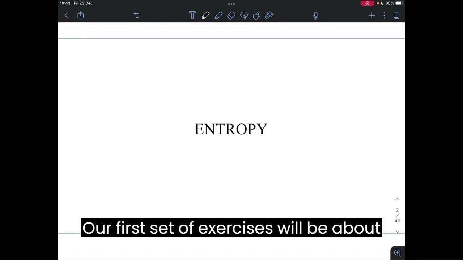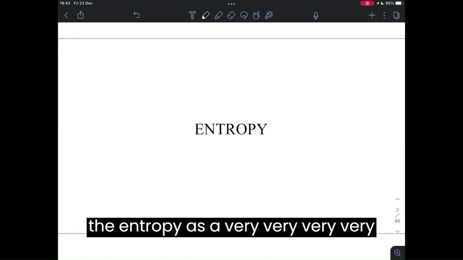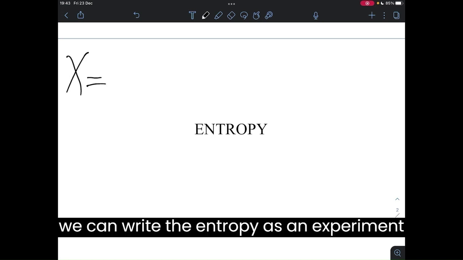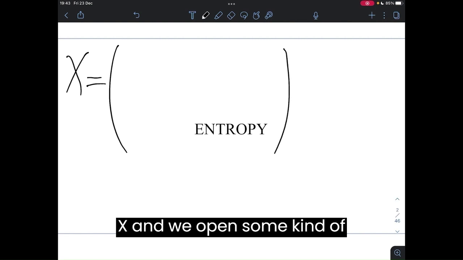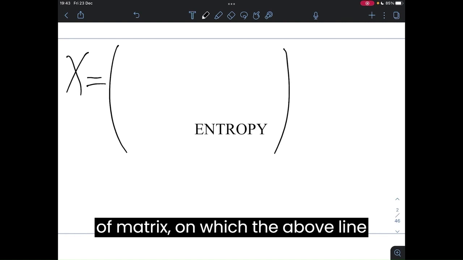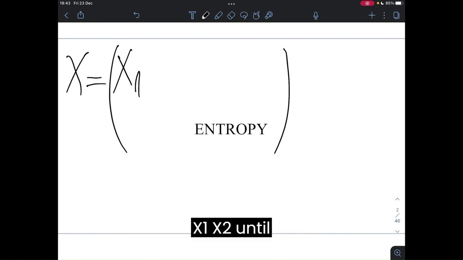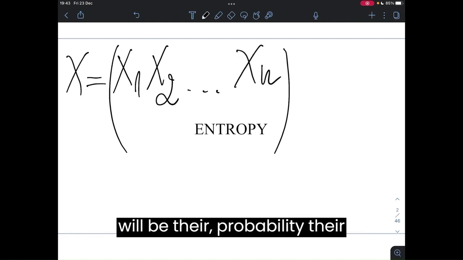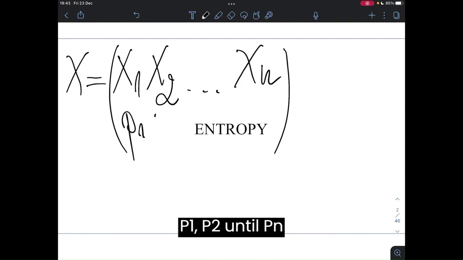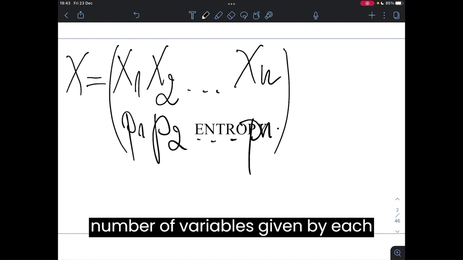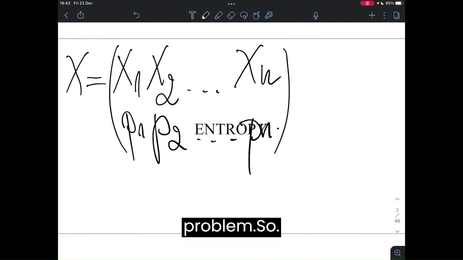Our first set of exercises will be about the entropy. As a very short part of theory before the exercises, we can write the entropy as an experiment, x, and we open some brackets in order to form a matrix on which the above line will be the line of events, x1, x2, until xn, let's say, and the below line will be their corresponding probabilities, p1, p2, until pn, where n is the number of variables given by each problem.